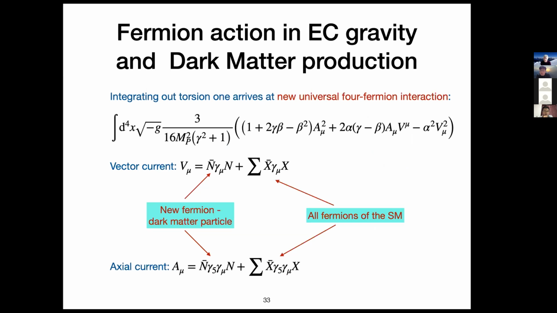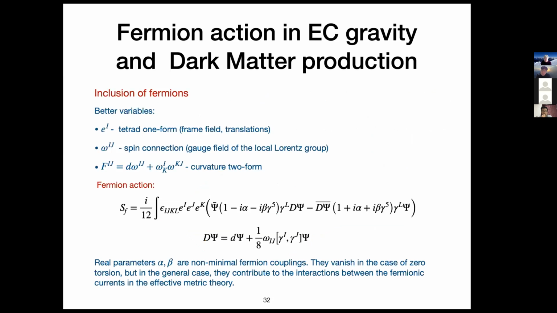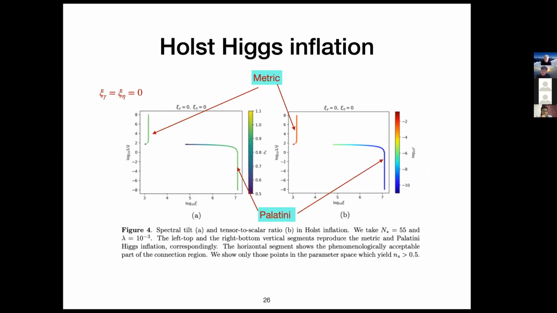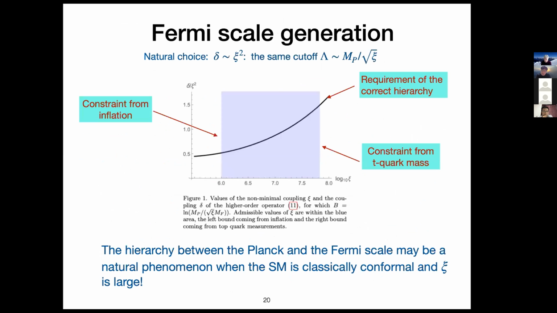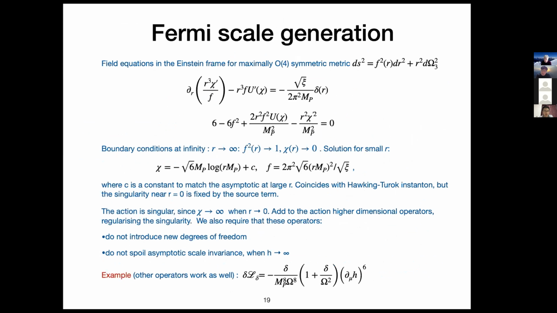I have a question for your mechanism to generate the fermion scale from the Planck scale. So when you have the non-linear coupling, you introduce a term in the path integral. So why is Einstein-Cartan gravity essential for this mechanism? Okay. So do we get the same term in the metric theory? Yeah, that's a very good question.